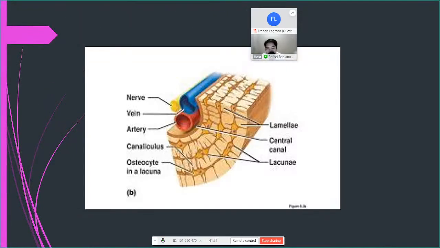Here again is another picture, with the artery, vein, and nerve. If you complete the drawing, the canaliculi run from the middle towards the lacunae. Alright, so that's it.